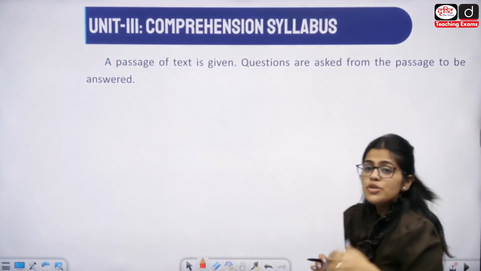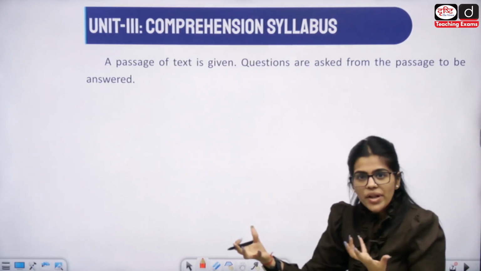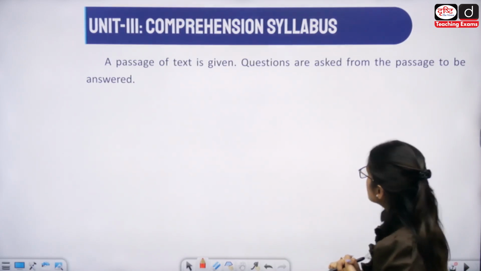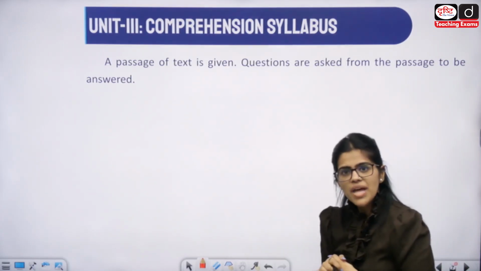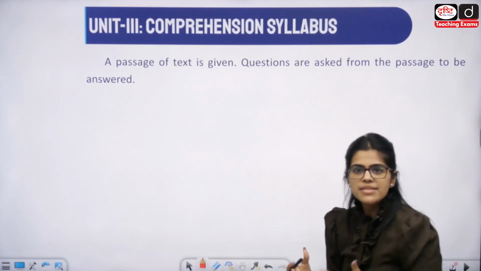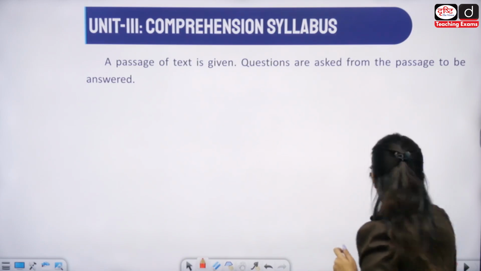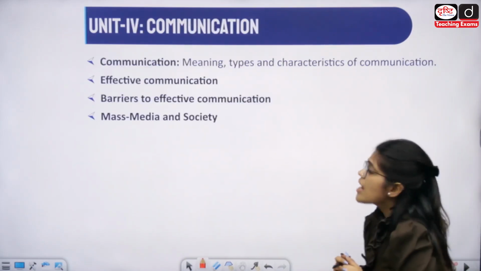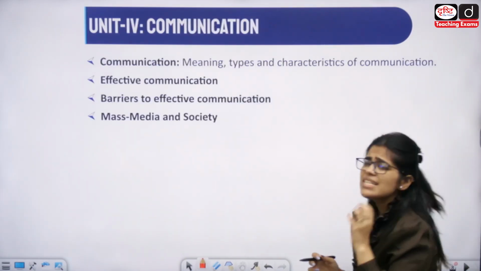Then unit number 3 is very scoring. We will be given one passage and questions are going to be asked from that. Of course, the more focused you are in reading the passage, the more easily you will be able to answer the questions. Then comes communication. Now this unit is very scoring.